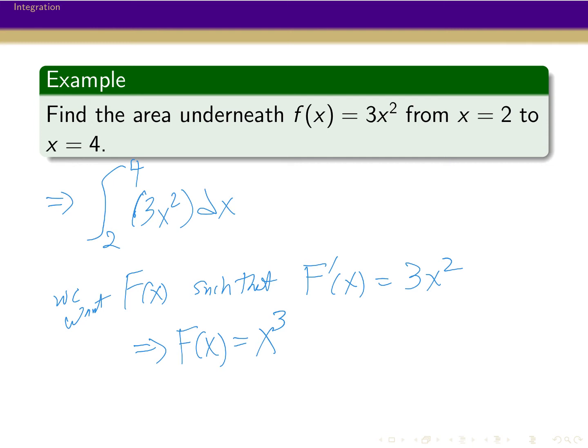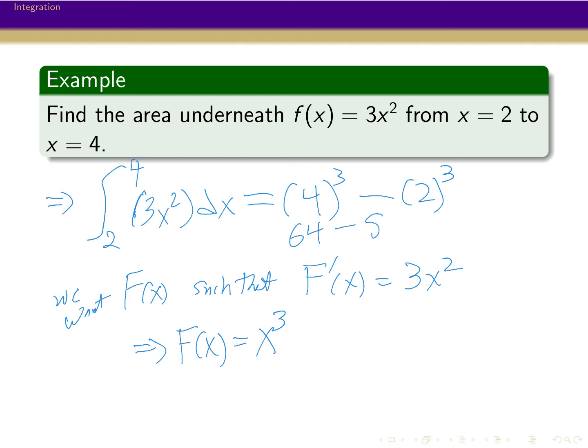And so, using the fundamental theorem of calculus, we can use this x cubed. All we have to do is plug in the right endpoint, 4 cubed, and subtract off what happens when we plug in the left endpoint, 2 cubed. So 4 cubed, this is 64.